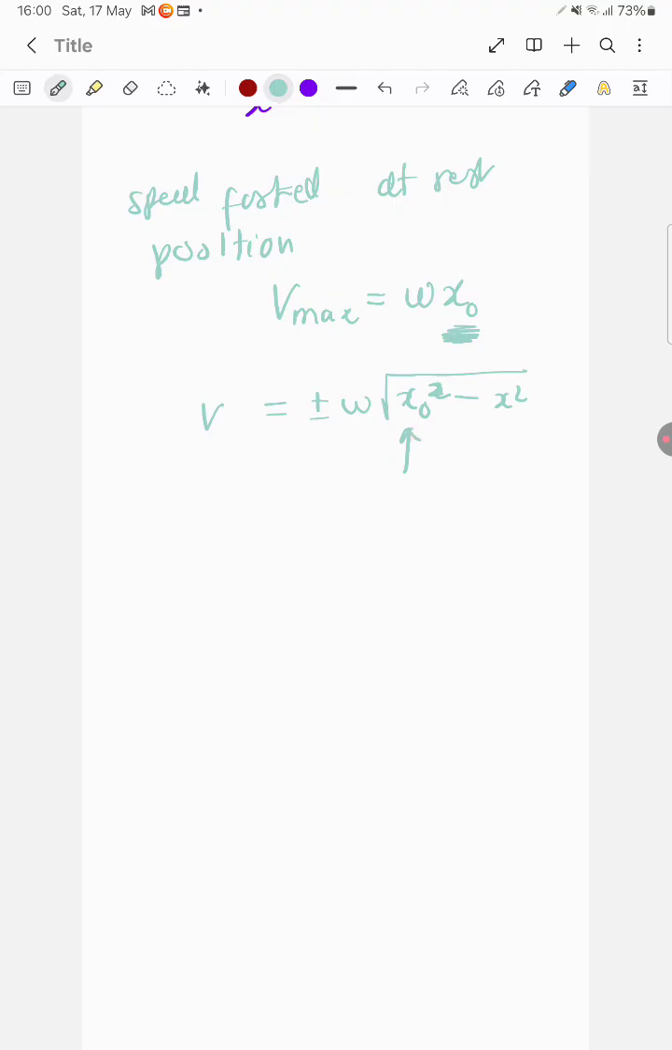What does x naught represent? x naught represents maximum displacement. Very good. And then x will be the displacement at that particular position, the changing displacement. And omega, of course, is still the angular frequency. Make sense? Good. Very good. So far, so good.